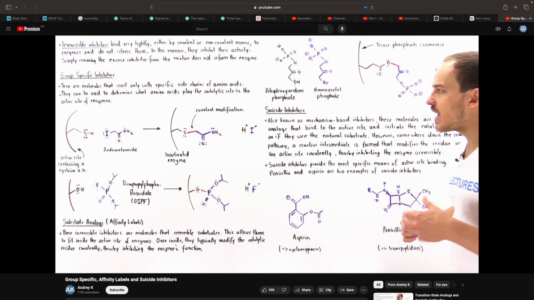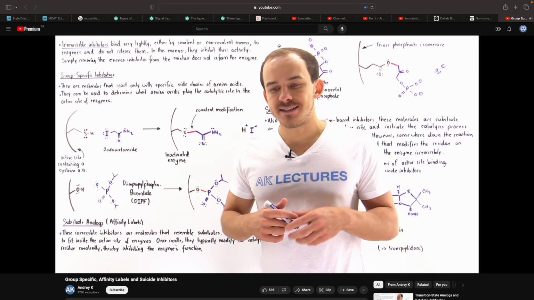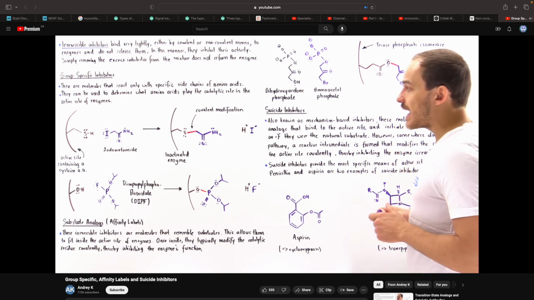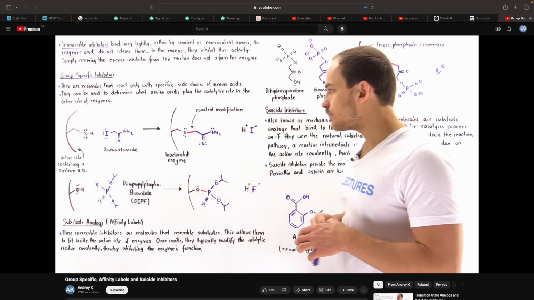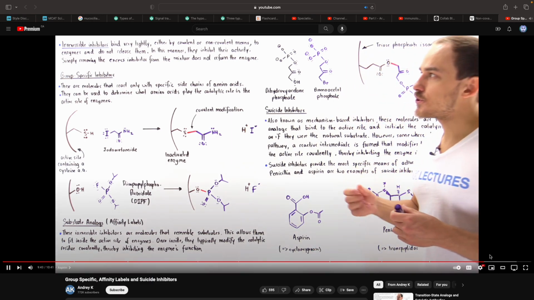So another type of suicide inhibitor that we commonly use is AZT. And AZT is a molecule that acts as a suicide inhibitor, and it basically treats HIV. So these are the three different types of irreversible inhibitors.